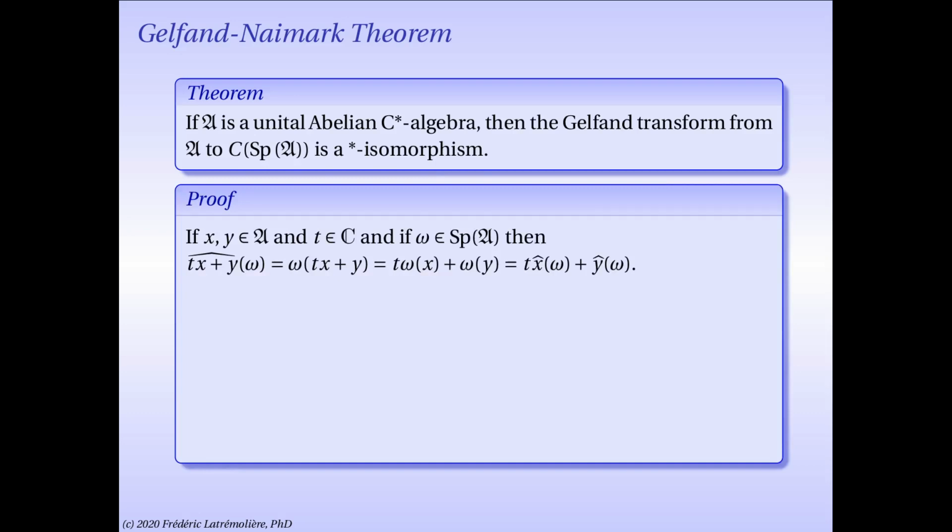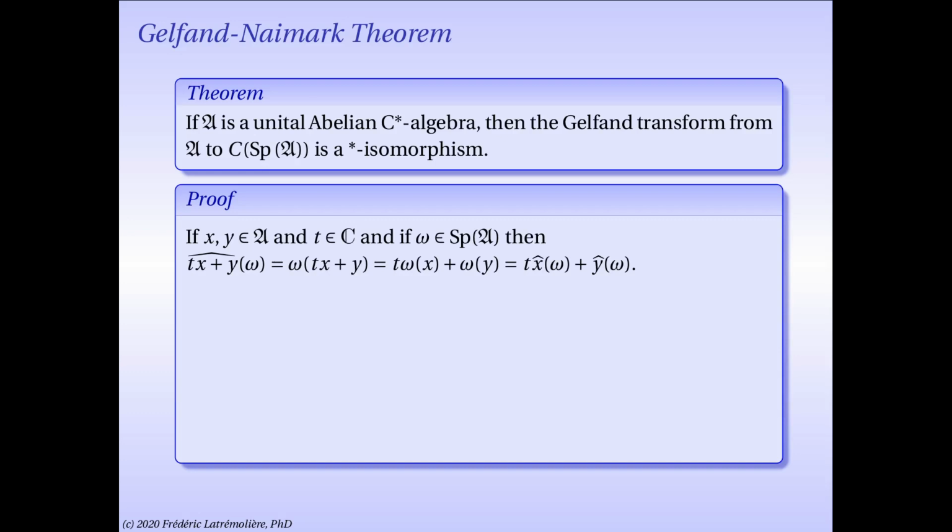Well, I need to prove a lot of things. I need to prove the Gelfand transform is an algebra morphism, so it has to be linear, it has to be multiplicative, I would like it to be unital, I'd like it to be injective, and onto. The first step is, let's prove it's linear.